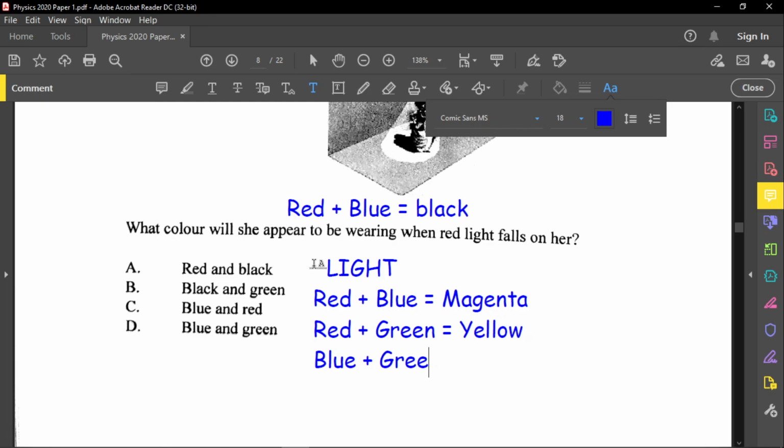Okay, blue plus green, what you get as a result here is cyan. All right, so just to make a note of that. So red plus blue in pigment, you will get black, but light is different. All right, let's jump to our next question real quick.